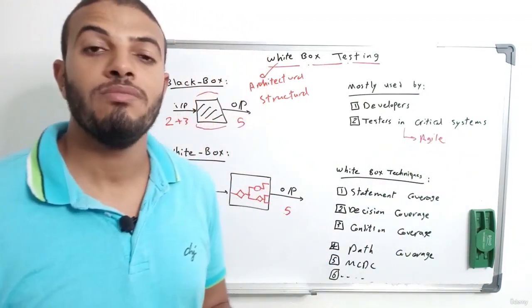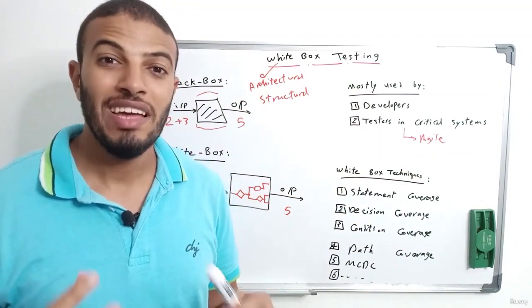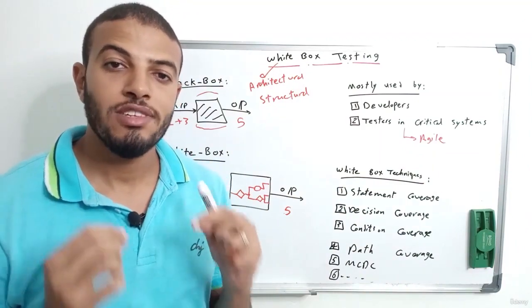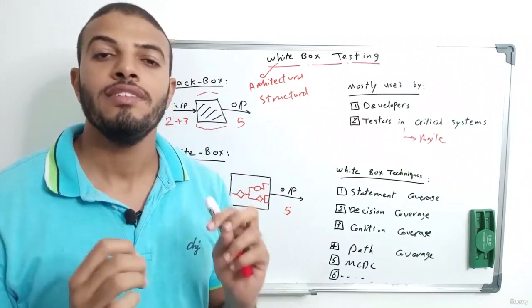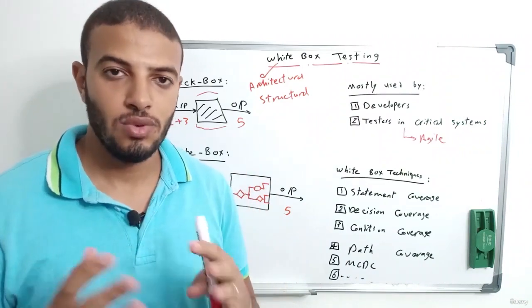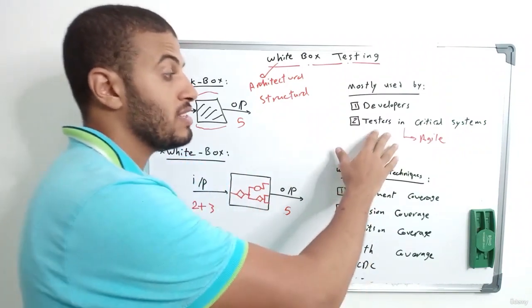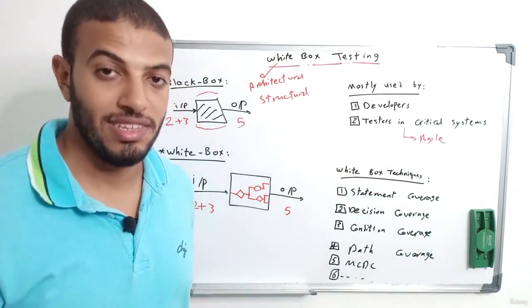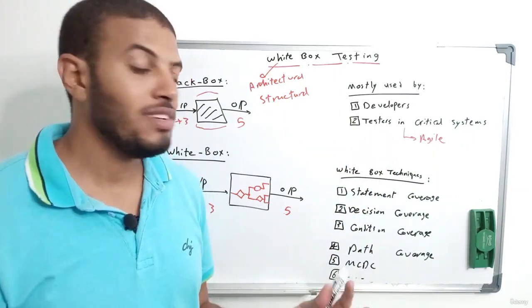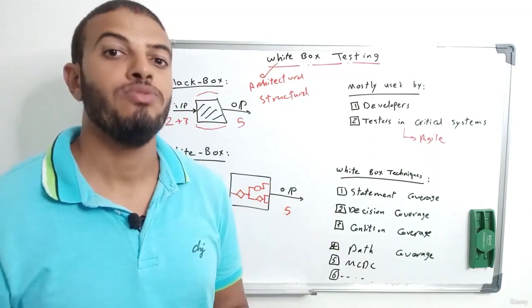Okay, so if we are performing or developing a system that is safety critical, we must ensure that all the paths inside our code are tested correctly. That's why we may ask the tester to perform white box testing. So whether you are a developer or tester, this section might be helpful for you.